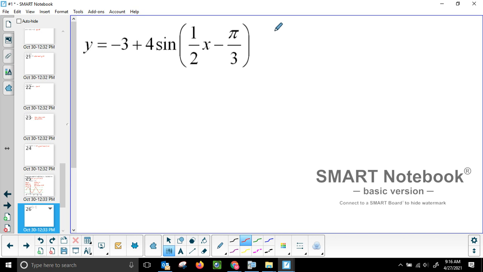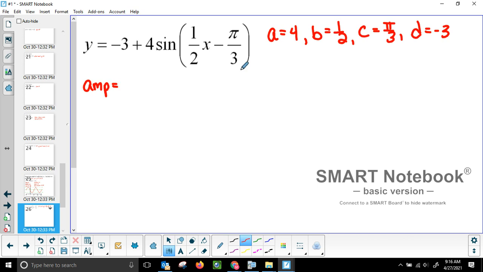All right, so our A is 4. Our B is 1/2. Our C is pi over 3. And our D is -3. All right, so our amplitude is the absolute value of A, which is 4.